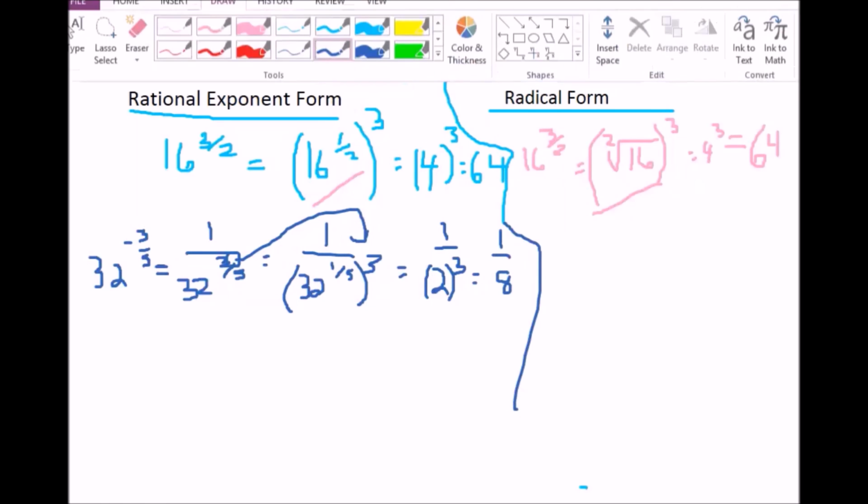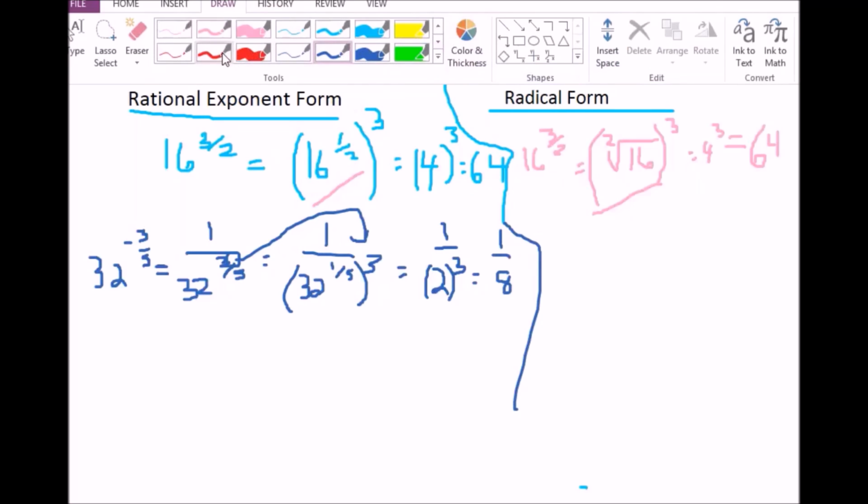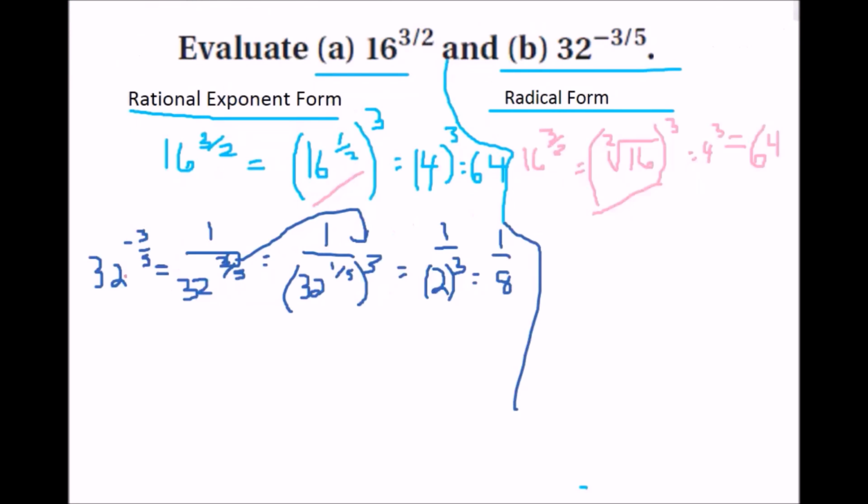Okay. And if we're going to do this in radical form, once again, same type of question. We're going to start the exact same way. We're going to put 1 over 32 to the 3/5. The first step's, of course, to move to the bottom. We're going to rewrite this as 1 over the 5th root of 32 to the 3rd power. The 5th root of 32 is 2, so 1 over 2 to the 3rd power, and you get 1 over 8 again.